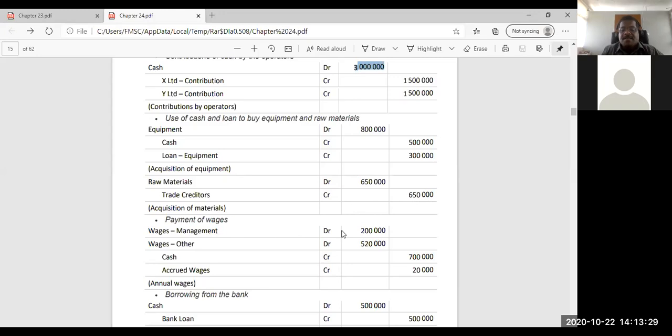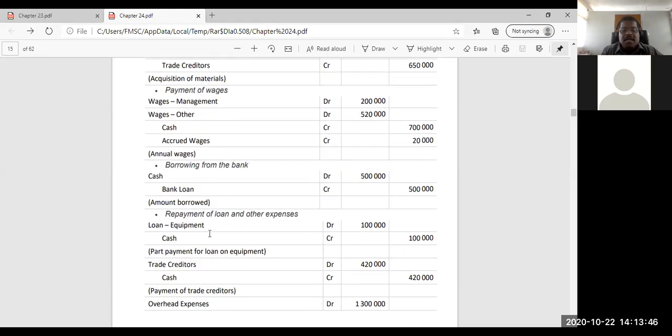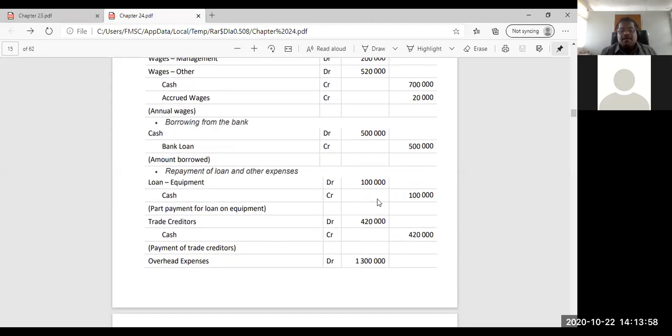Then wages, of course, wages management 200, others, and all paid in cash, but 20 rupees is not paid, like accrued wages. Borrowed from bank: you have borrowed 500,000 rupees from the bank, bank loan credit. Then loan equipment 100 and cash credit. That means the loan amount had settled. So it was a 300 rupee loan and that has been settled partly.